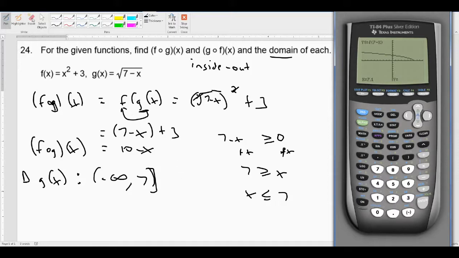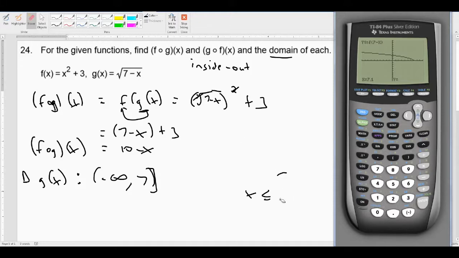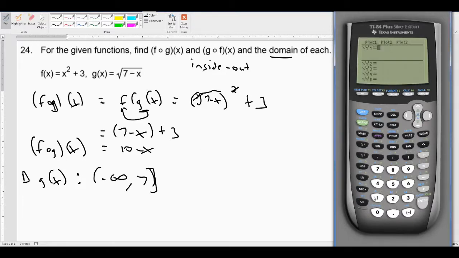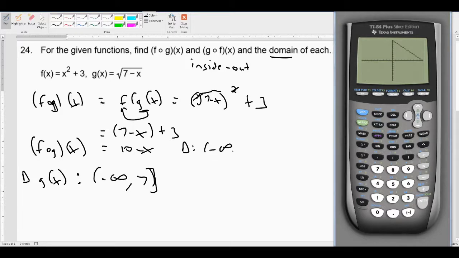Now, I also need to find the domain of f of g, which is, for this equation, 10 minus x, this expression, this function. So 10 minus x, if you look at the graph, it's a line. And we hopefully know that the domain of lines, for the most part, is always negative infinity to positive infinity. So the true domain of f of g is what this and this have in common.